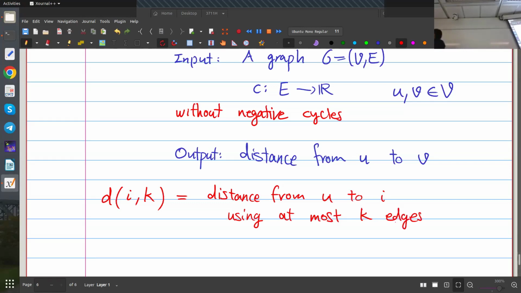So instead of saying, look at all the paths from U to I and tell me what is the shortest among all of them, I say you now have a limit on how many edges you can use. So I'm saying, look only at the paths that have at most k edges, and among all of these paths, find the cost of each path, find the one that has the smallest cost. And that's what I call d of i, k. Okay, these are the sub-problems that I'm defining.